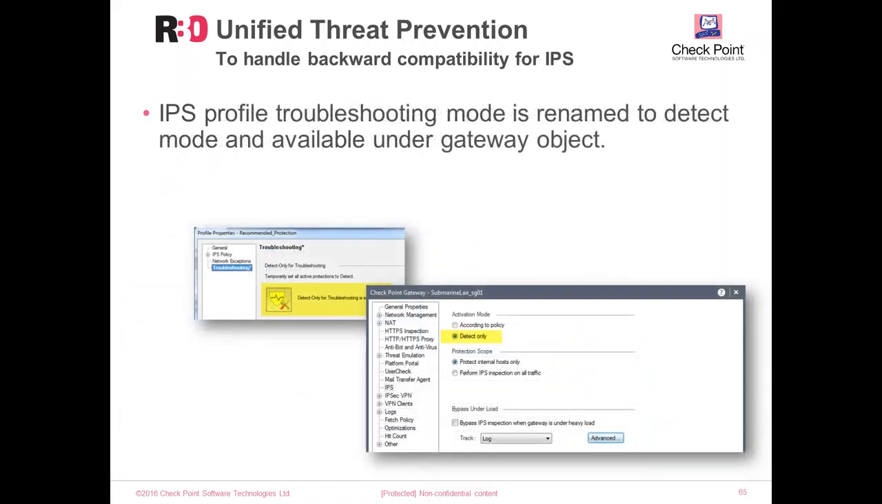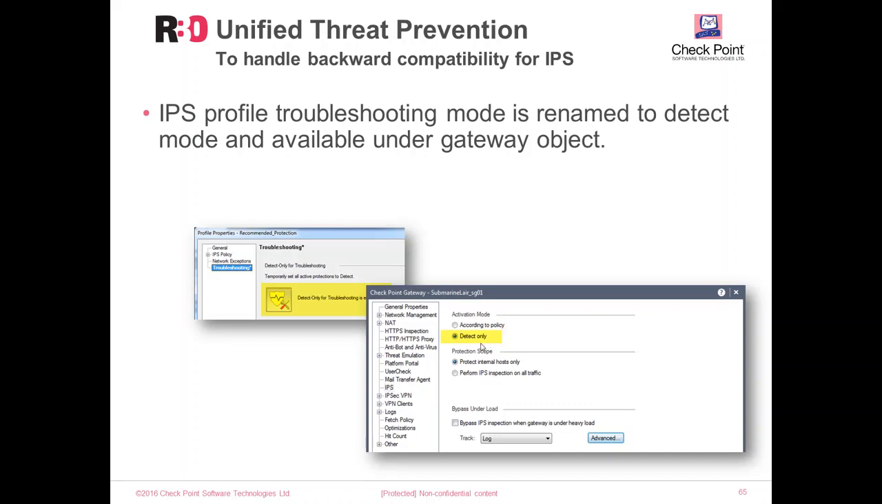In the past, we had something called troubleshooting mode on the IPS profile. This has now been moved and is available under the gateway object instead, similar to what we have with the threat prevention settings like antivirus and threat emulation and so forth. If you want to switch the IPS on a pre-R80 gateway, and also R80.1 gateways, into troubleshooting mode, instead of opening the profile, you open the gateway object and then you select activation mode detect only.